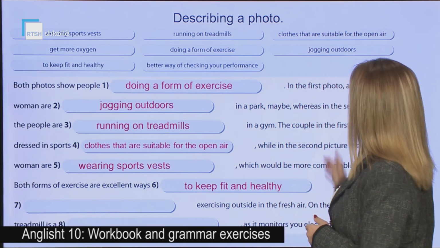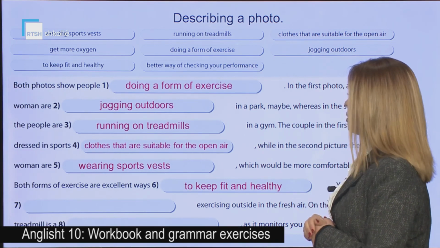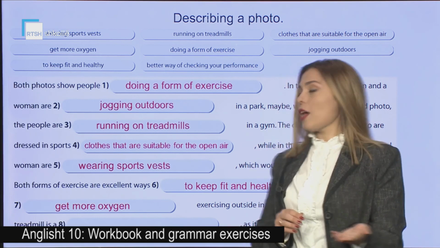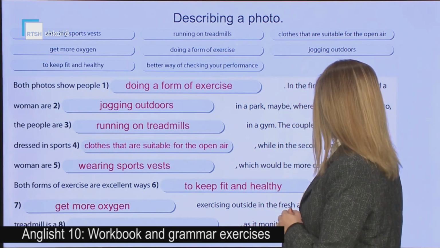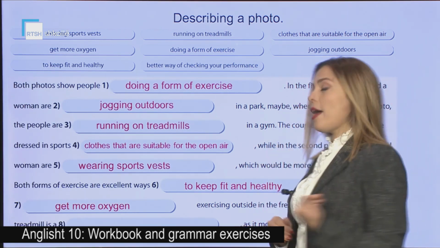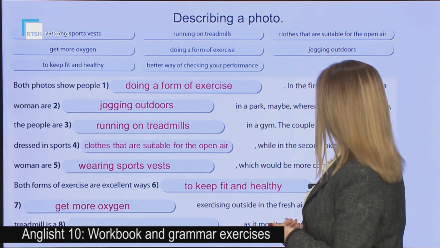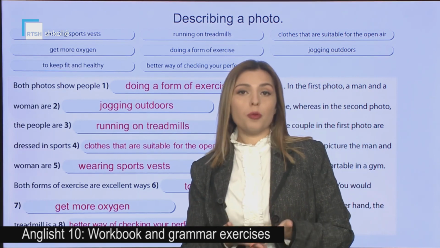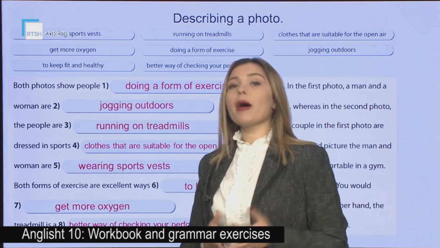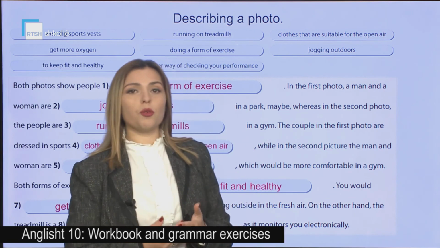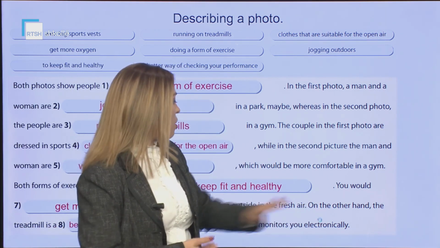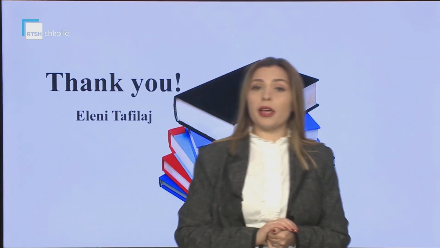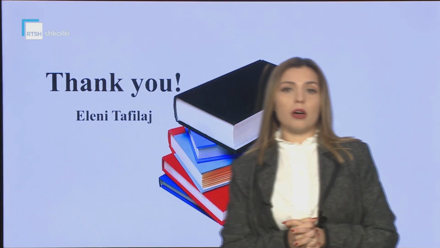You would what? Look at the words. You would get more oxygen, of course, exercising outside in the fresh air. On the other hand, the treadmill is a better way of checking your performance if you want to keep a balance on what you're doing and if you want to see how well you are doing. All right? These were our exercises from Workbook.